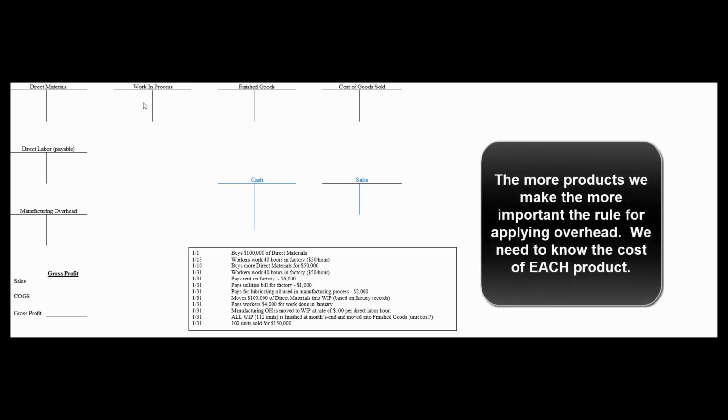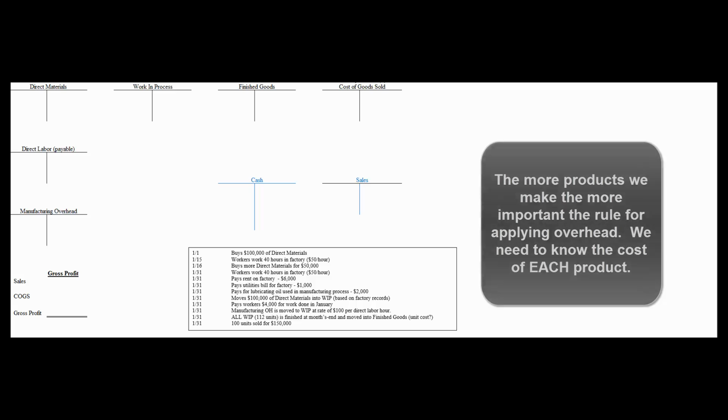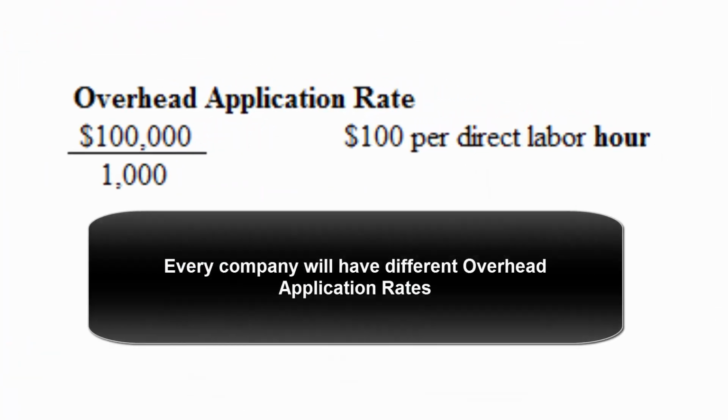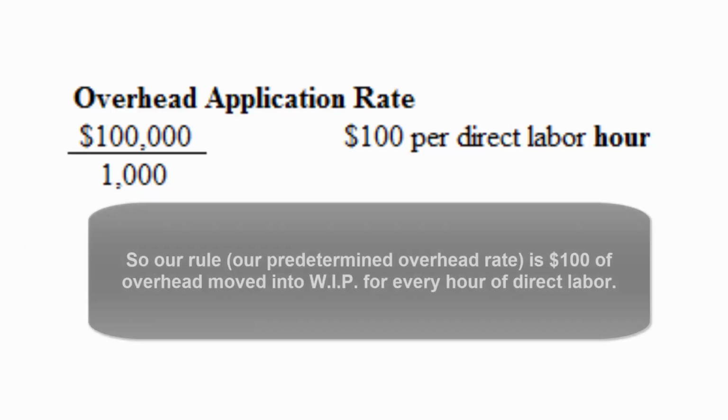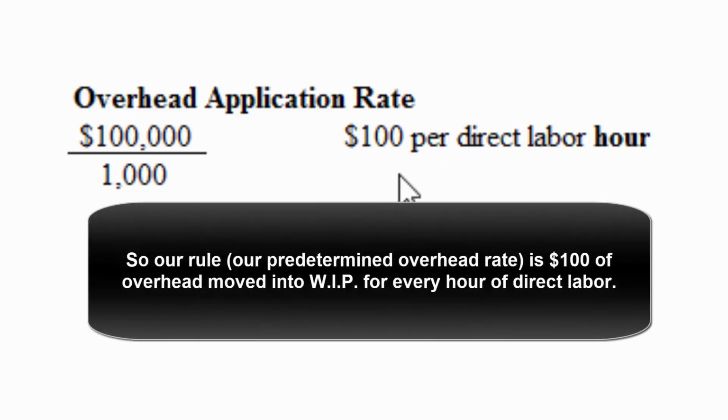So before we sit down, before the year even starts, we have to create a predetermined overhead application rate. So let's assume that we think direct labor hours are a good driver of overhead. It's a labor-intensive business, and so we think that there's a connection between the consumption of overhead and direct labor hours. So at the beginning of the year, we sit down and we say, we think our total overhead for the year is going to be 100,000. We think our total direct labor hours for the year are going to be 1,000. So $100,000 divided by 1,000 means that our rule for credits to manufactured overhead and debits to work in process are simply $100 per direct labor hour.